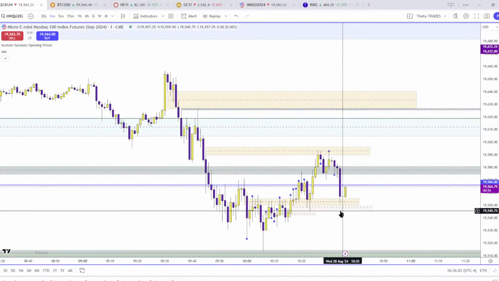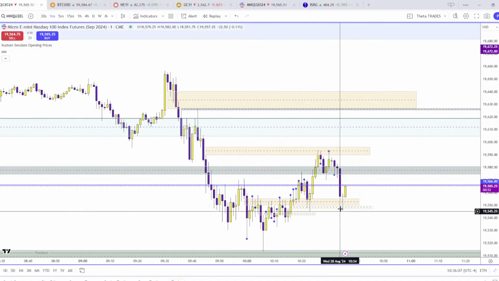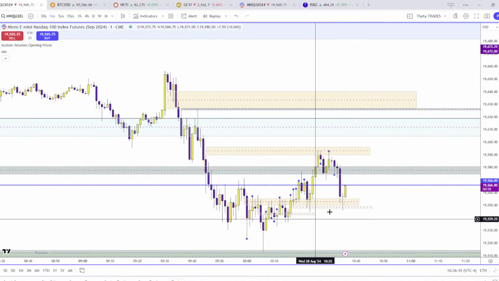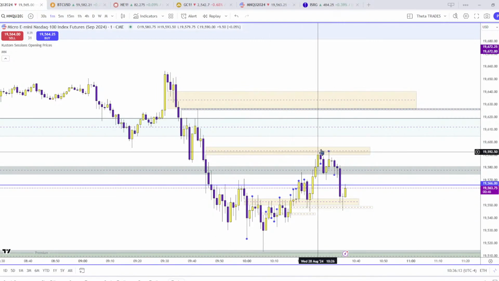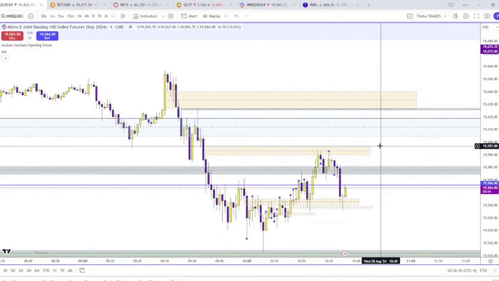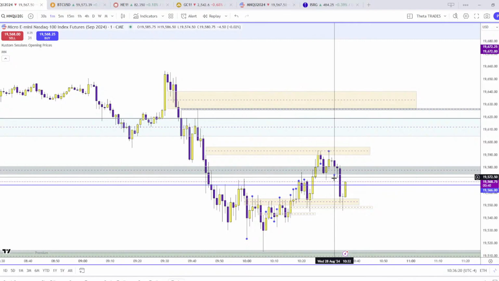There's your second opportunity to get on there long. Stop loss is down here. If it gets back to 50%, you move your stop loss to break even again. So you've made all that run up. Now you're going to make all that run back up again. But you want to get through this level here.